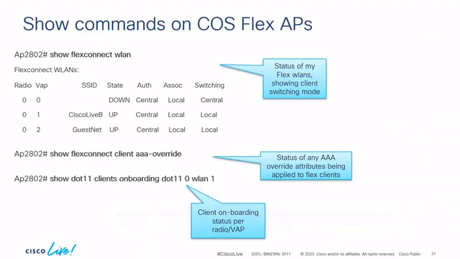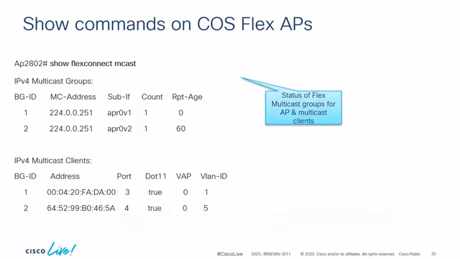Here I can do show FlexConnect client AAA override and get an idea of what type of AAA overrides are being applied to what clients. Here's show FlexConnect MCAST. That gives an idea of all of our FlexConnect multicast information, because remember, when you're doing your Flex APs with local switching, he's participating in all the multicast stuff, just like if he was a switch connected to another switch. So you have your groups, what's learned, your reports, what clients are interested in what groups, all that's listed there.